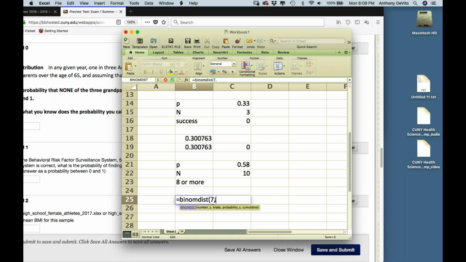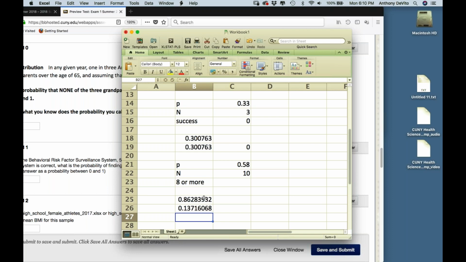So I'm going to put 7 in there. 7, comma, trial of 10, comma, 0.58 for the probability for any individual, comma, and then I'm going to say true because I want the cumulative probability for 7 out of 10, 6 out of 10, 5 out of 10, 4 out of 10, and so on. And that probability is 86%. So now the probability that 8 or more people are sedentary out of this group is equal to 1 minus the probability for 7 or fewer.